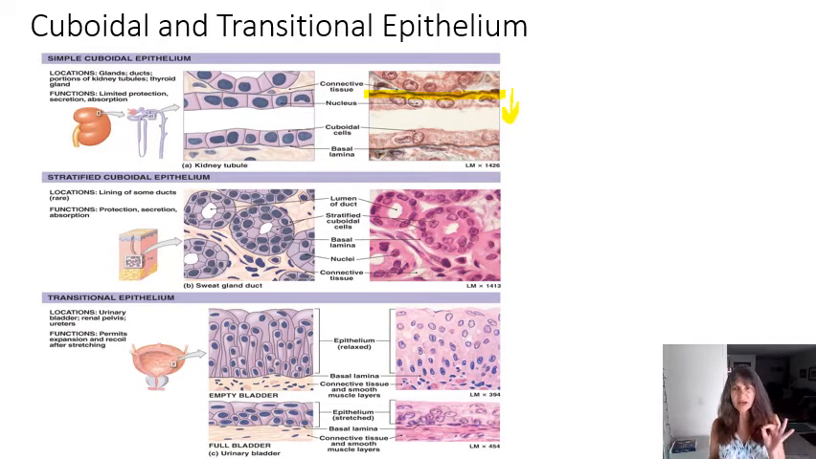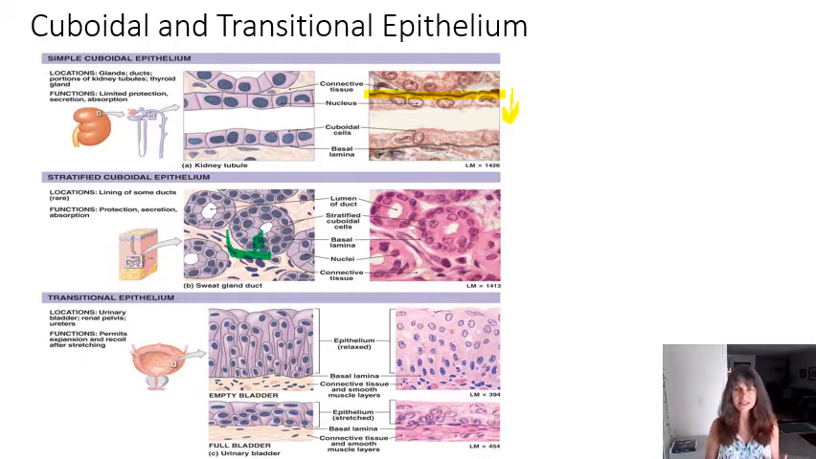Stratified cuboidal epithelium, again, take a very close look at this, because you'll notice that when we see stratified cuboidal epithelium, there may only be 2, maybe 3 layers of cube-shaped cells going from the basement membrane in towards the apical surface, which is that inner clear dot in the center. That's a free space, that's a free surface. So stratified cuboidal epithelium lines some ducts. It's actually common in sweat glands, and it functions for protection, secretion, absorption.